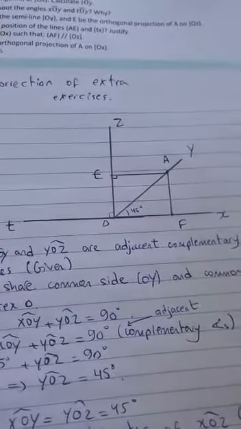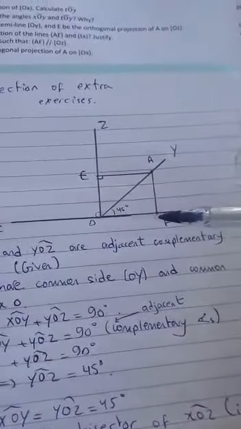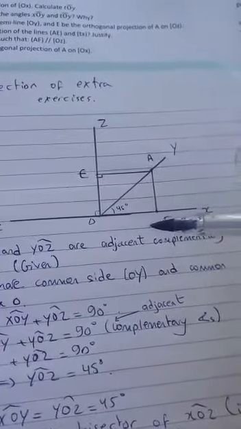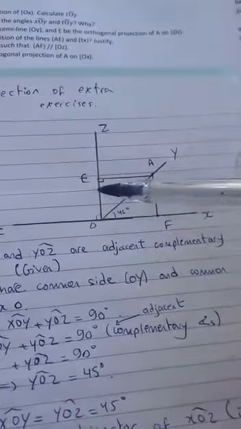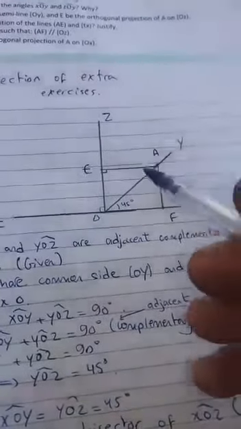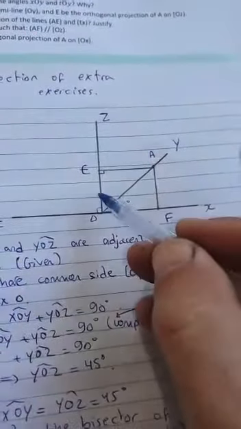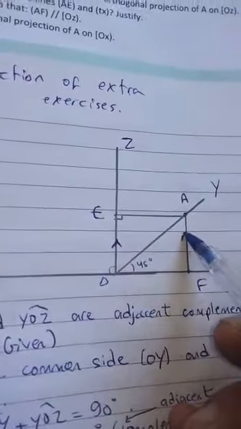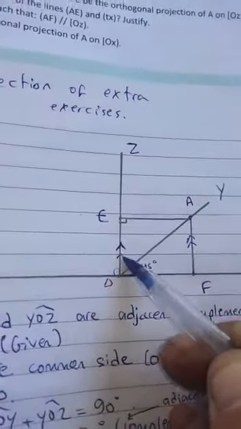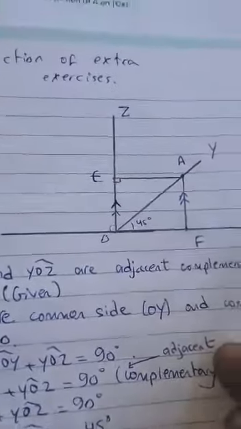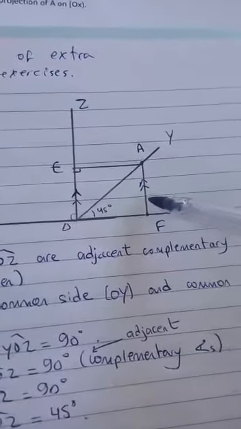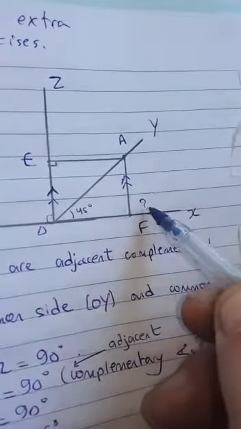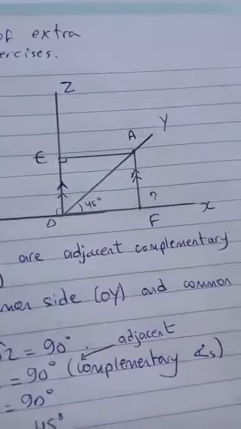Now the last part: let F be a point on OX, placed on the condition that AF is parallel to OZ. This is given, that they are parallel. They ask us to justify why F is the orthogonal projection of A on OX.